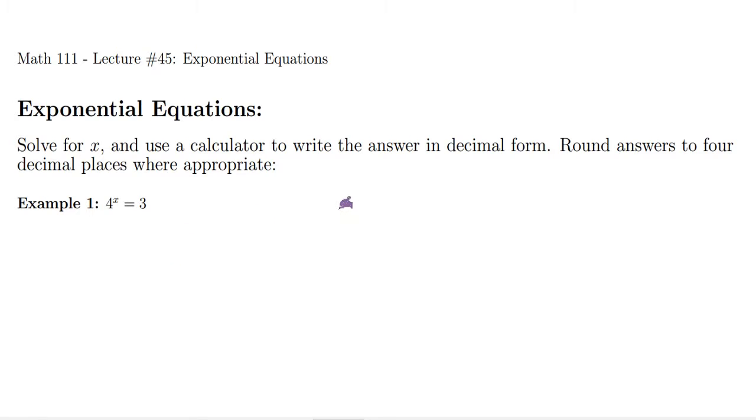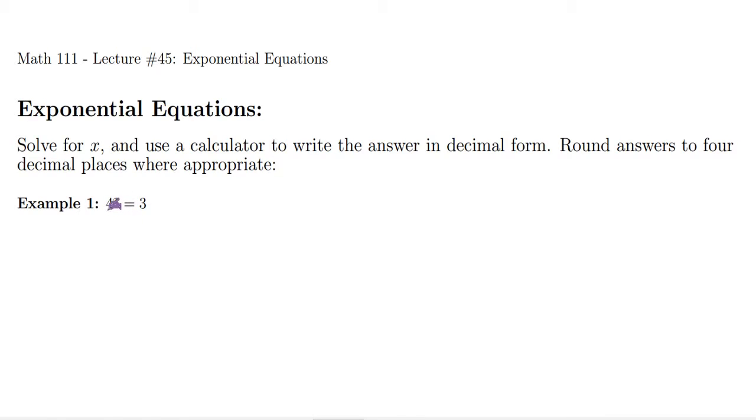Now if this was x to the 4th, what would we do to solve for x? We would take the 4th root of both sides, right? That's not what we have here. We have 4 to the x is equal to 3. So we have to essentially do the opposite action of 4 to the x. We need to apply the inverse function to both sides of this in order to get x out.